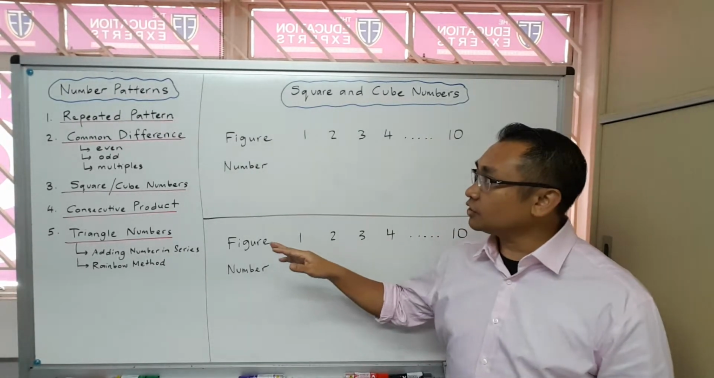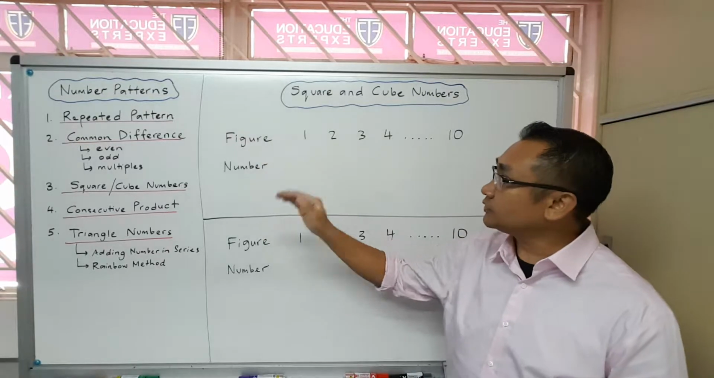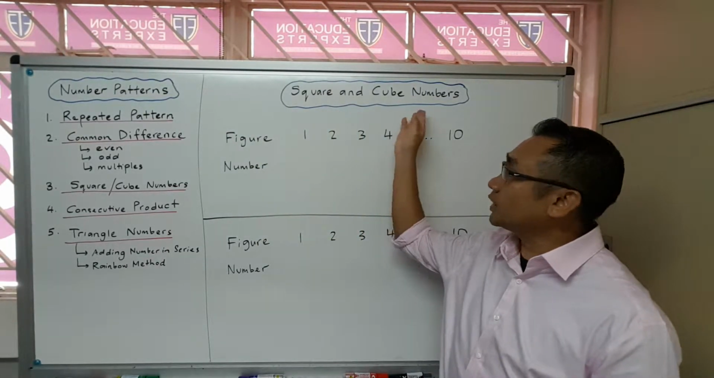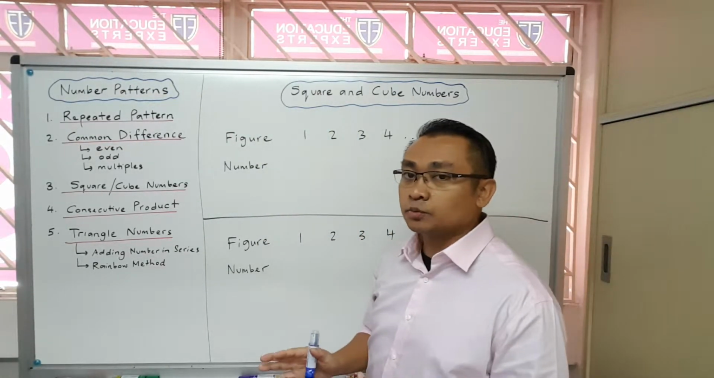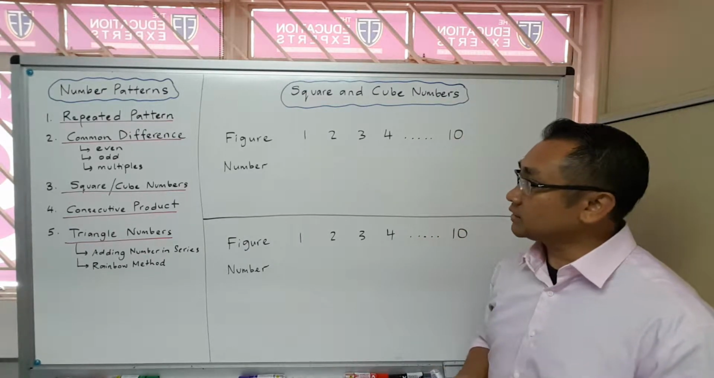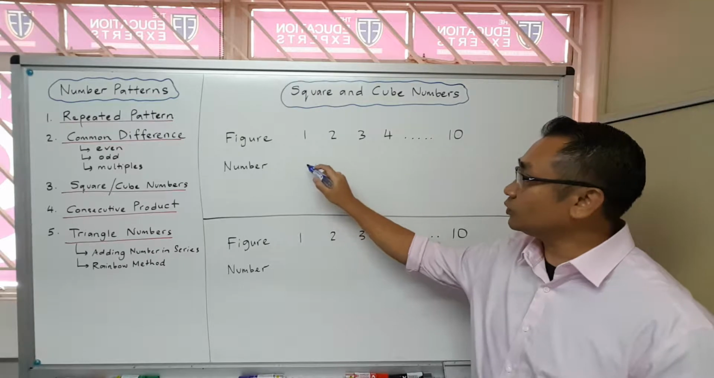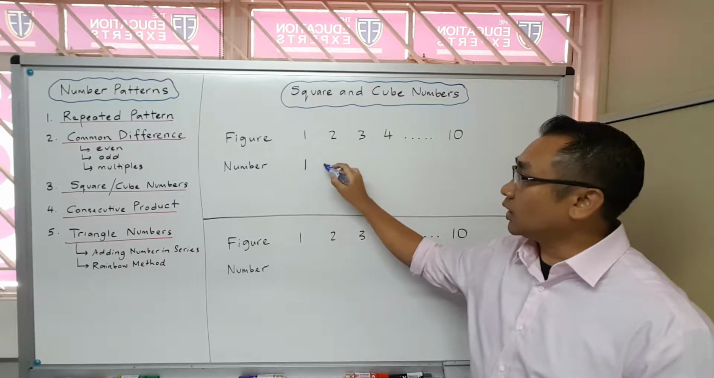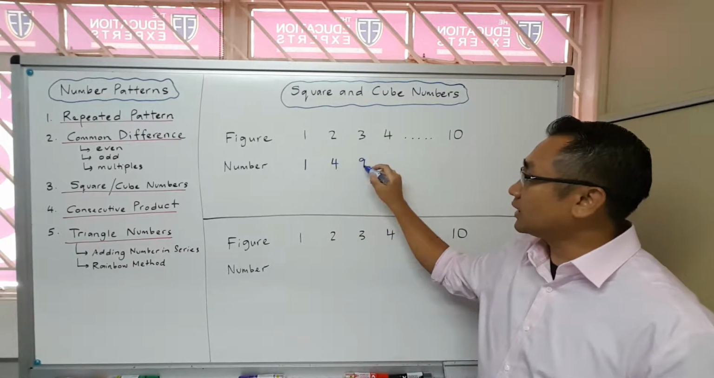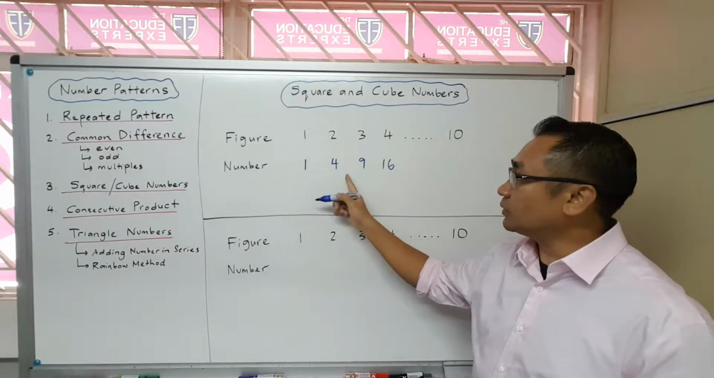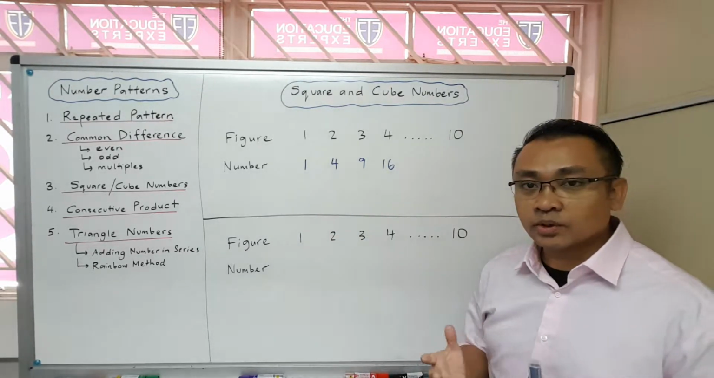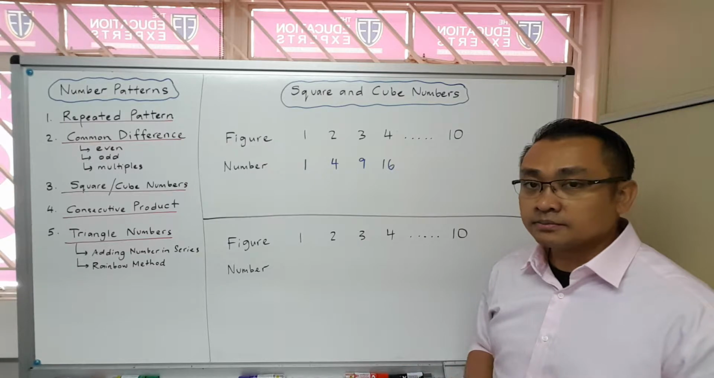This is the third video on the number pattern, and in this video I'm going to focus on the square and cube numbers, or the square and cube patterns. Are you familiar with your square and cube numbers? If you see, for example, 1, 4, 9, 16, are you able to tell immediately that these are square numbers? What do we mean by square numbers?